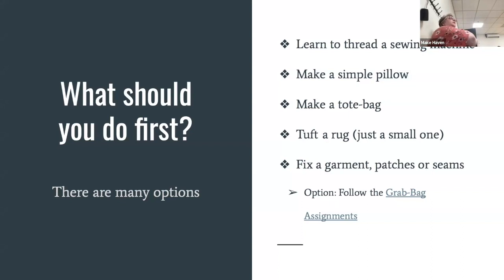There's a lot of really good projects to do early. The biggest thing that I would say when you're first starting out is try to pick something that doesn't have a lot of curved seams. Simple pillows, tote bags. I do like the tufting rug, just a small one, because it's an easy tool to learn, but difficult to master. So you could tuft a small rug as an early project. But if you're sewing something, start with straight lines.